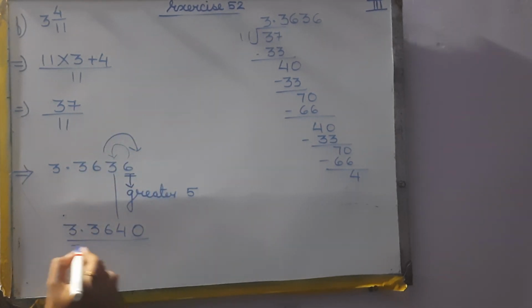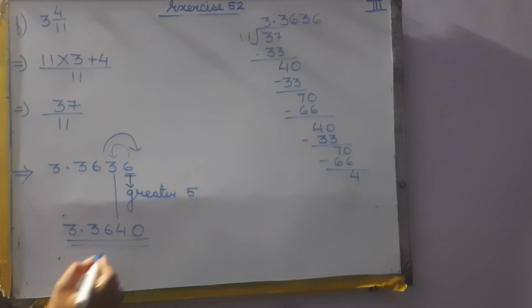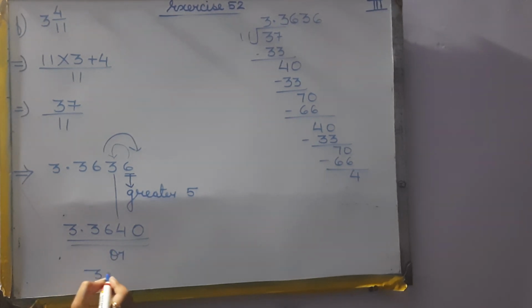So what answer have we got? 3.3640, or 3.364. Children, questions G and H will be cut, and question number 7 is cut from the syllabus. Okay, we have reduced it from the syllabus.